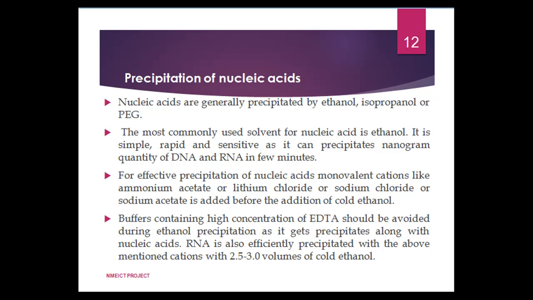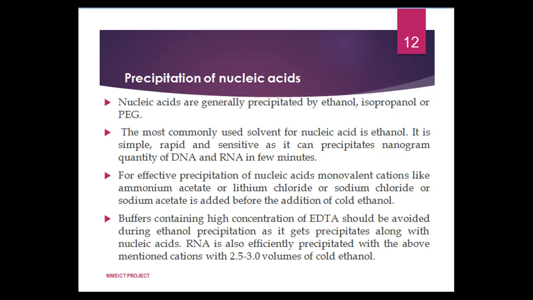Next, we come to the methods of precipitation of nucleic acid. Nucleic acids are generally precipitated by ethanol, isopropanol, or PEG. The most commonly used solvent for nucleic acid is ethanol. It is simple, rapid, and sensitive, as it can precipitate nanogram quantities of DNA and RNA in a few minutes. Residual ethanol can be easily removed by air drying or vacuum drying the pellets for a few minutes. DNA concentrations as low as nanograms can also be easily precipitated under standard conditions.